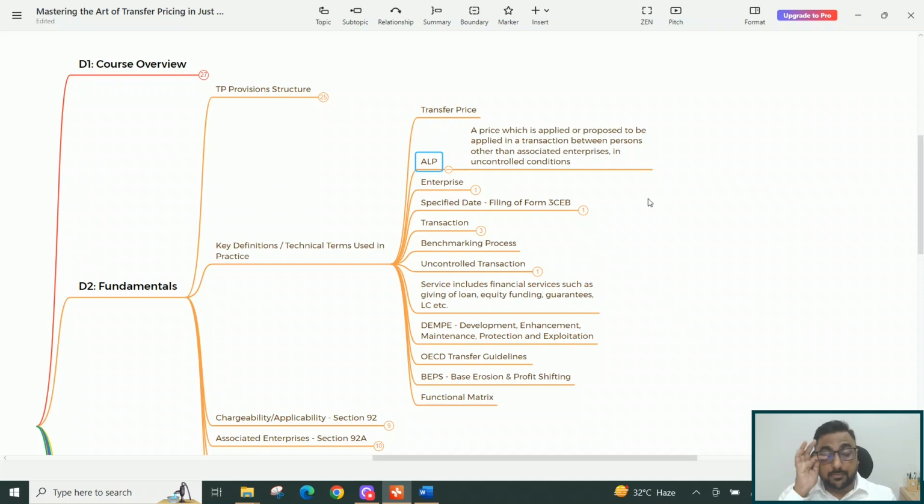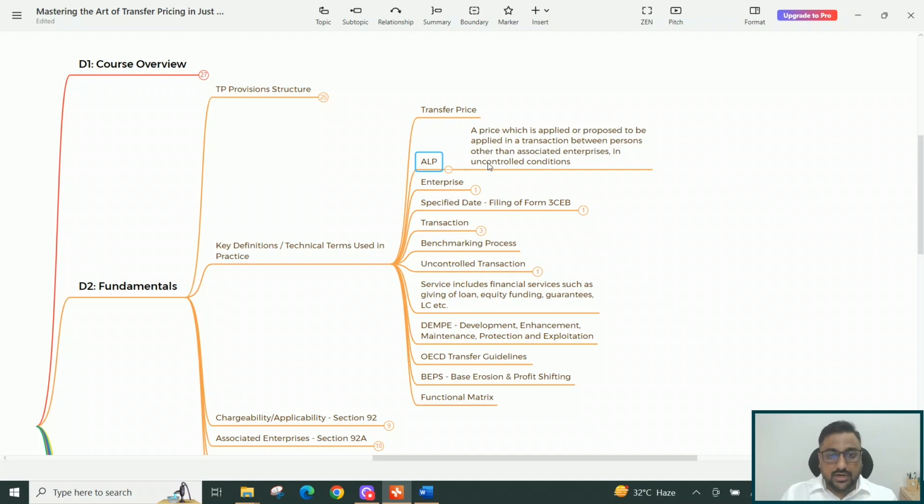Now let me give an example. If there's a company called A in India and it has its own subsidiary in the US, say B company, and they are selling goods at a particular rate, let's suppose 100 rupees per unit, then that 100 rupees becomes the transfer price for that transaction, that is, sales of goods. But now if A sells similar goods to C company, which is not a related party, not an associated enterprise, at 120 rupees, then that 120 rupees becomes the arm's length price, and you have to compare it with the transfer price. So that is the concept of transfer price and arm's length price.